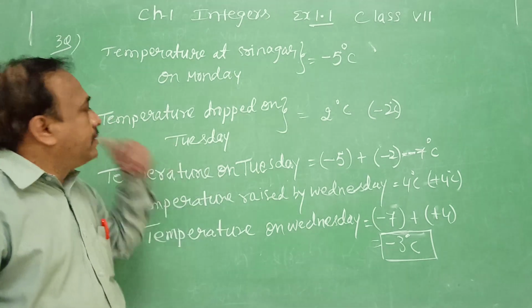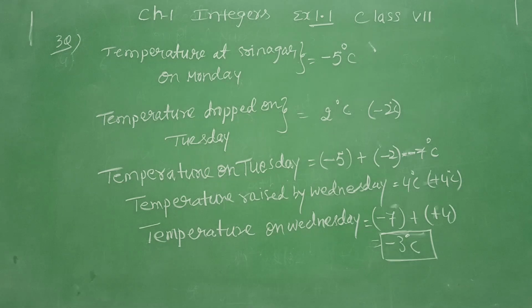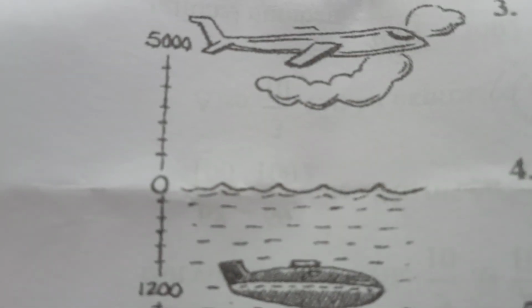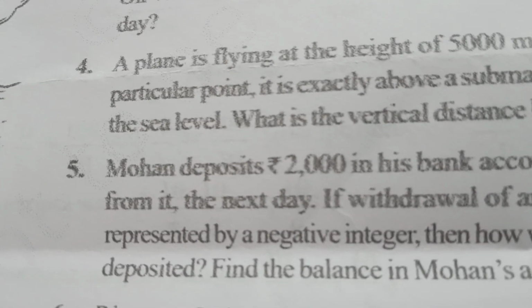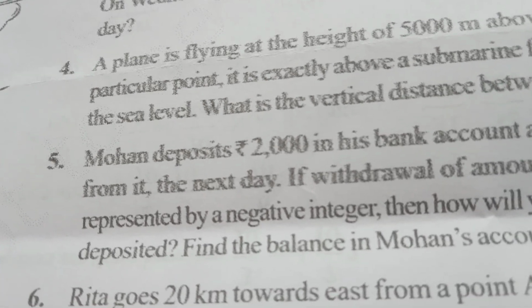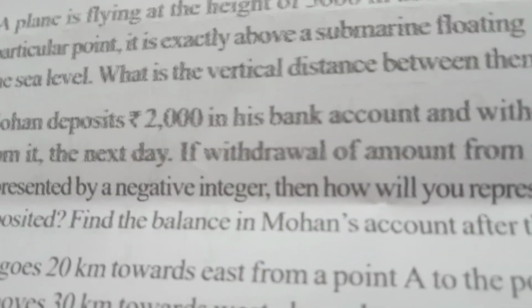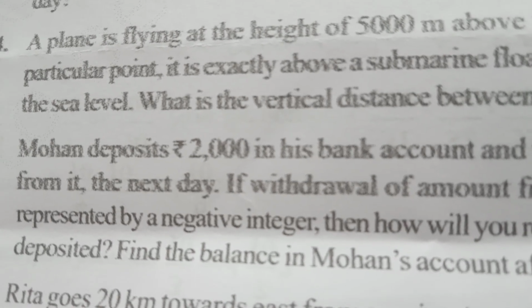Question number 3. Now we are seeing question number 4. A plane is flying at a height of 5000 meters above the sea level. At a particular point it is exactly above a submarine floating below the sea level, that is 1200 meters below the sea level. What is the vertical distance between them?